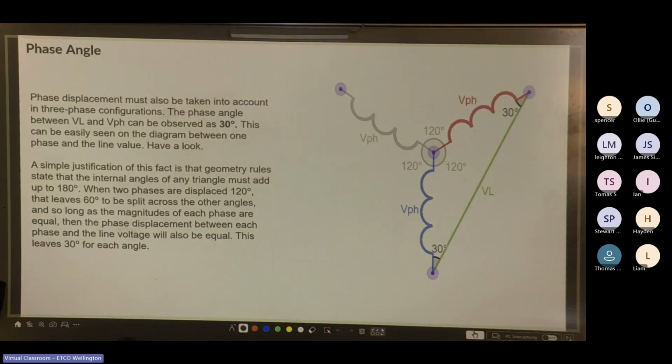Cool. So phase angle, so phase displacement must also be taken into account. In three-phase configuration, the phase angle between VL and V phase can be observed as 30 degrees. This can easily be seen on the diagram between one phase and the line value. A simple justification of this fact is the geometry rule that the internal angles of any triangle must add up to 180. When two phases are displaced at 120 degrees, that leaves 60 degrees to be split across the other angles. And so long as the magnitudes of each phase are equal, then the phase displacement between each phase and the line voltage will also be equal. So this leaves 30 degrees for each angle.